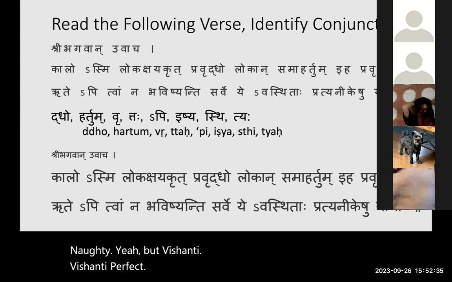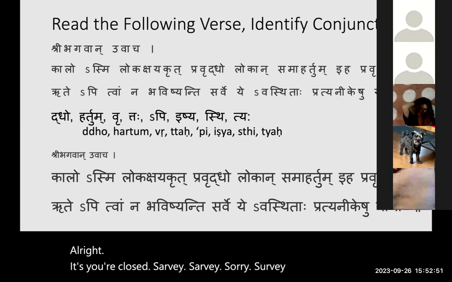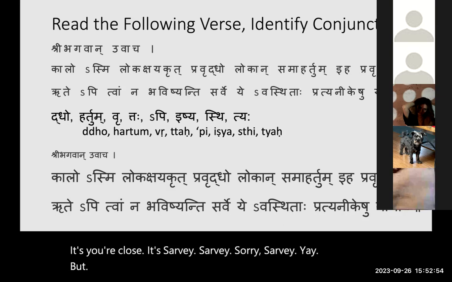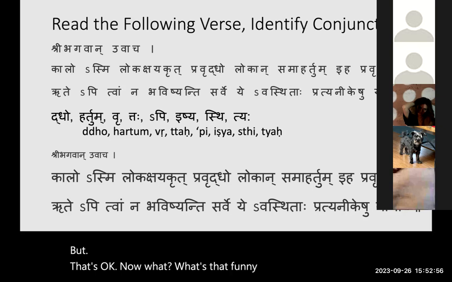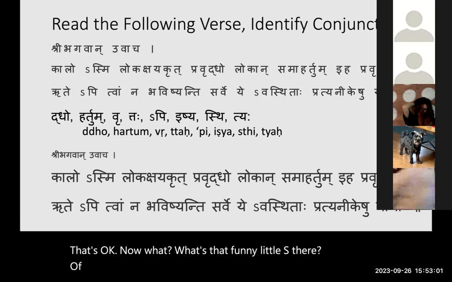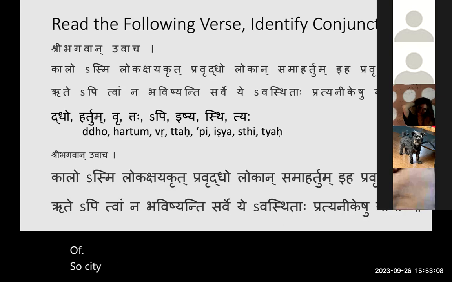Okay. And then is that an R and an E? Is that sarvam or sar? Yeah, you're close. It's sarve. Sarve. Ba. Shita. Okay. Now, what's that funny little S there? Ava or avi. Ava. Sati. Yeah.